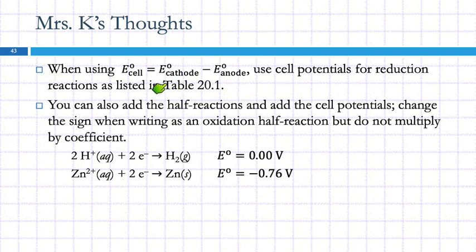The reduction potentials are listed in table 20.1. It's a pretty extensive list. Or, this is how I think about it. You can add the half reactions and then add the cell potentials. So one of these is going to be an oxidation and one's going to be a reduction. So this is the reduction.